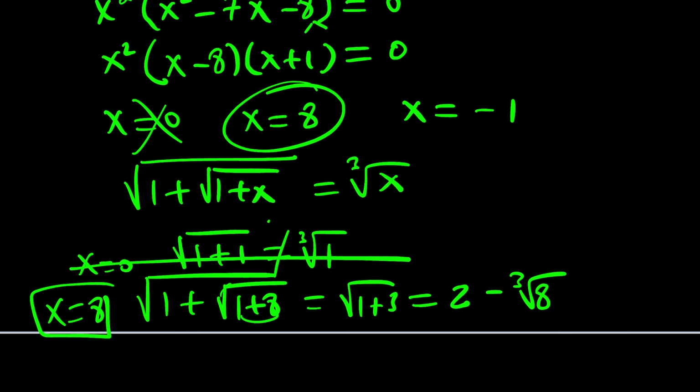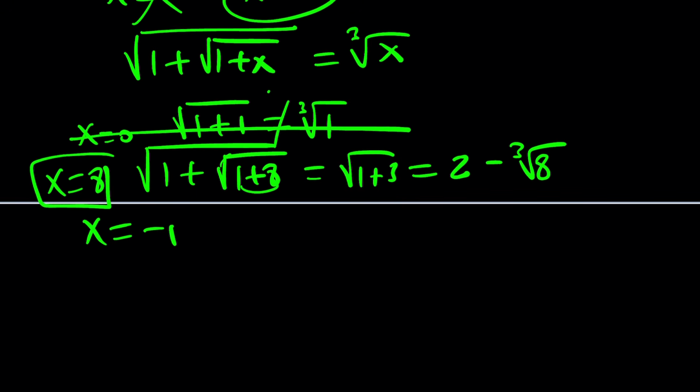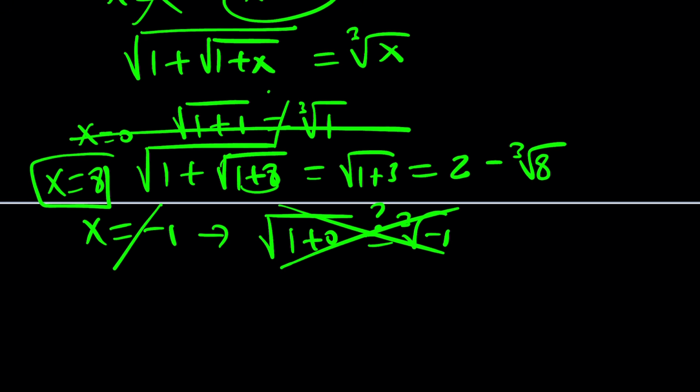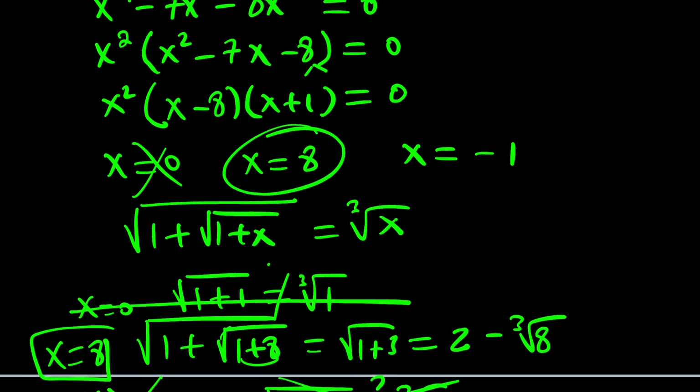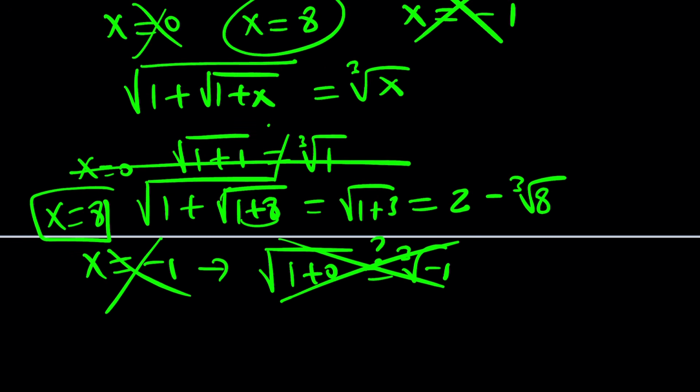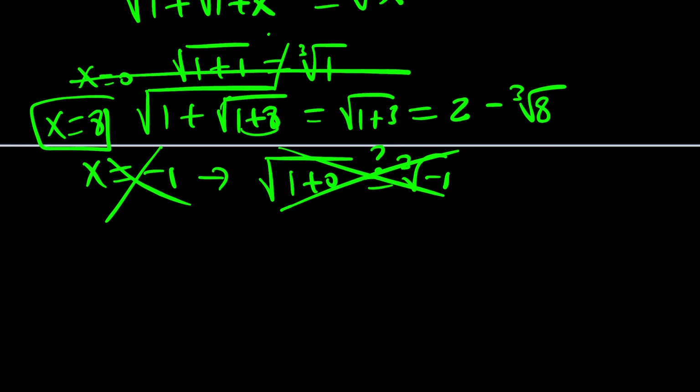Okay, what about negative 1? Plug it in. If you replace x with negative 1, you get square root of 1 plus 0 and cube root of negative 1. Are they equal? The answer is no, because 1 does not equal negative 1. Make sense? So negative 1 is not going to work either. So we end up with x equals 8 as the only solution.